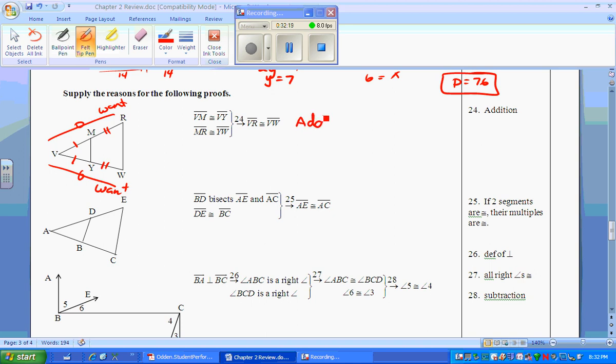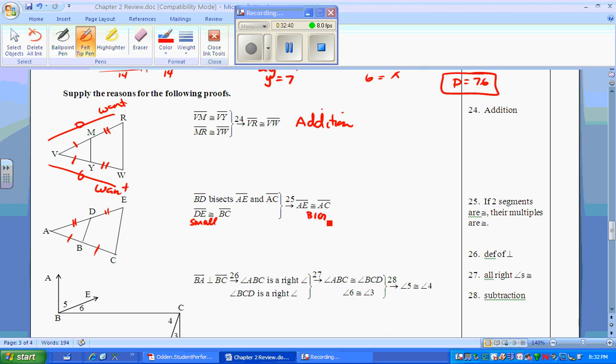Well, what happens? End result bigger, so this is addition. Next one, we got BD bisects AE and AC. So BD is bisecting, causing these two to be congruent and these two to be congruent. But then DE is congruent to BC. So then this is smaller.